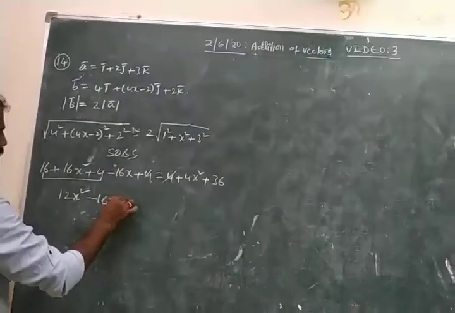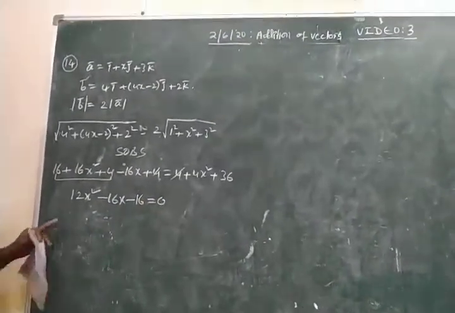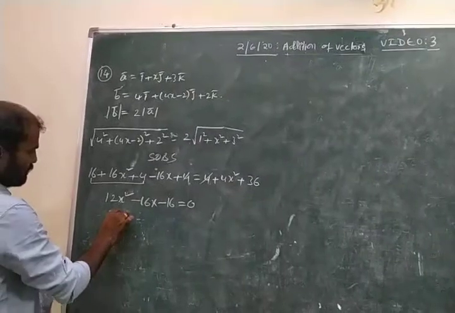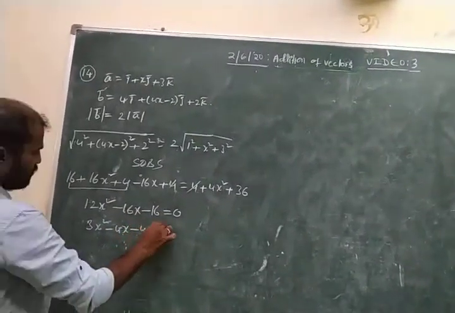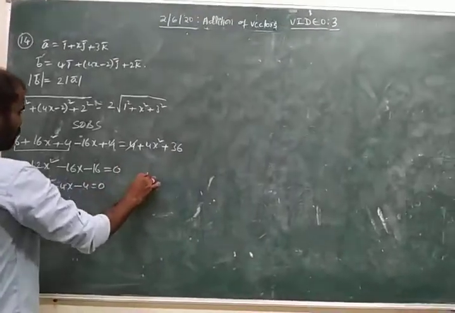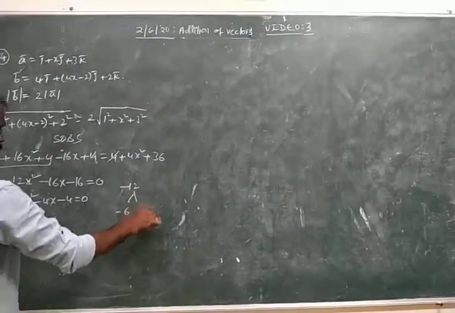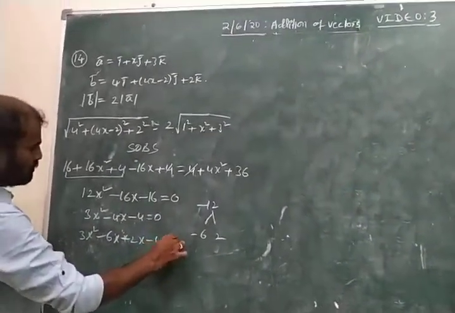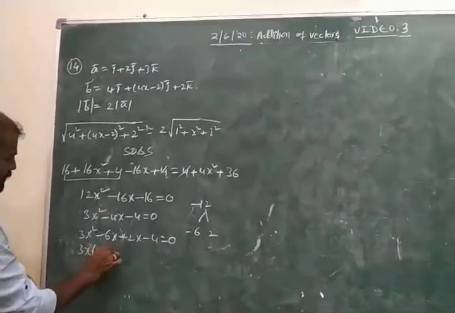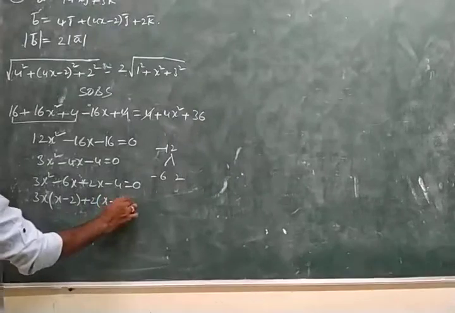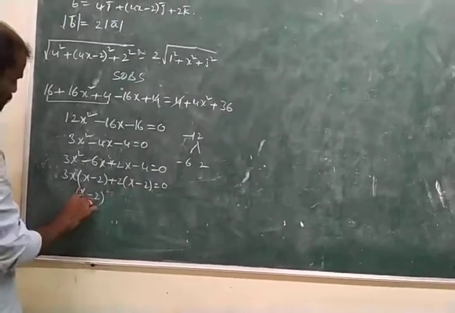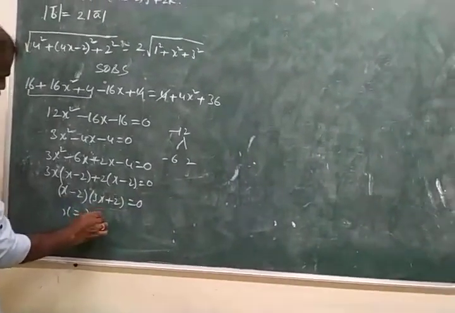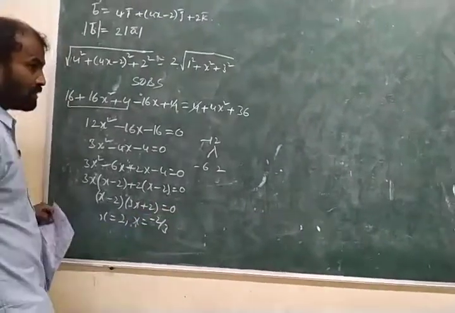20 minus 40 gives minus 20, so 12x square minus 16x minus 20 equals 0. 12, 16 and 20 are multiples of 4, so dividing by 4 we get 3x square minus 4x minus 5... factorising, we get 3x square minus 6x plus 2x minus 4 equals 0. Bring 3x common, then 2 common: 3x(x minus 2) plus 2(x minus 2). Then x minus 2 is common, and what remains is 3x plus 2 equals 0. By simplifying, x equals 2 and x equals minus 2 by 3.